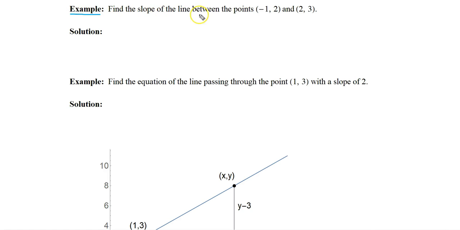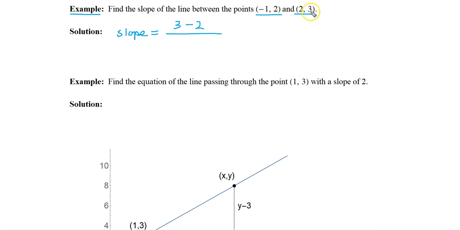So here we want to find the slope of the line between these 2 points. So our slope is going to be the difference in the y coordinates divided by the difference in the x coordinates. So let's pick this point right here as being x1, y1, and this one as being x0, y0. So then if we take the difference in the y coordinates, let's write this as 3 minus 2. So that's the difference in the y coordinates.